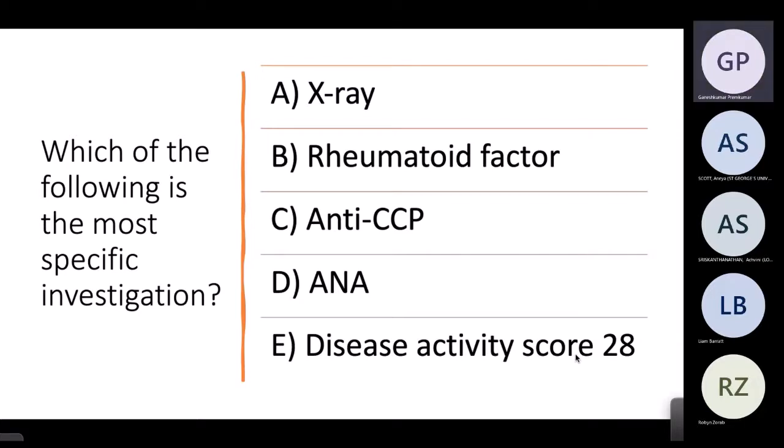Which of the following is the most specific investigation? So anti-CCP, and it's about 90% specificity. It's very, very specific. The other options, X-rays, they're not specific. Obviously, it's user dependent. It's open to interpretation.